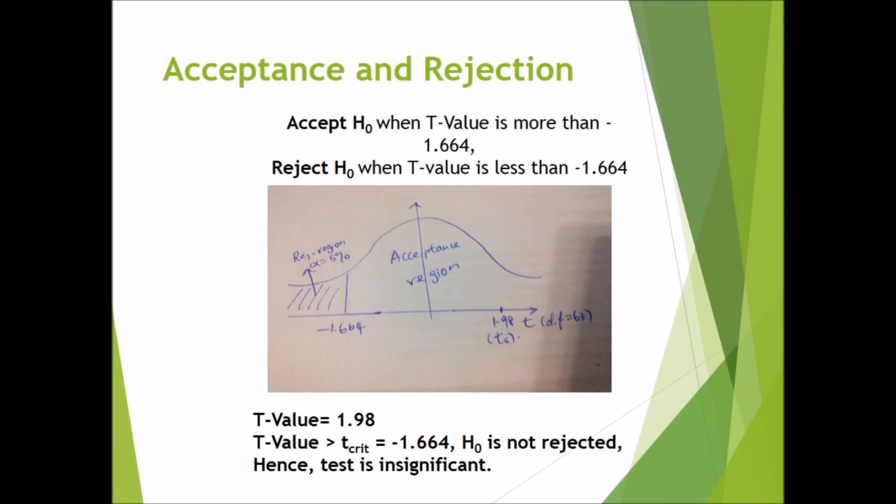Lastly, for our acceptance and rejection, we have drawn out the left-tailed test graph, and as we can see from the graph, our TS, which is the t-value, is 1.98. So we accept H0 when the t-value is more than negative 1.664, and reject H0 when the t-value is less than negative 1.664, which is the t-critical. We can see the t-value is more than t-critical. Therefore, H0 is not rejected. Hence, the test is insignificant.